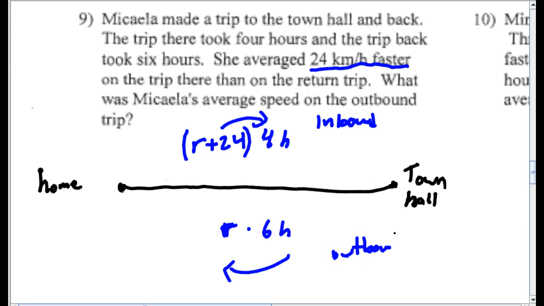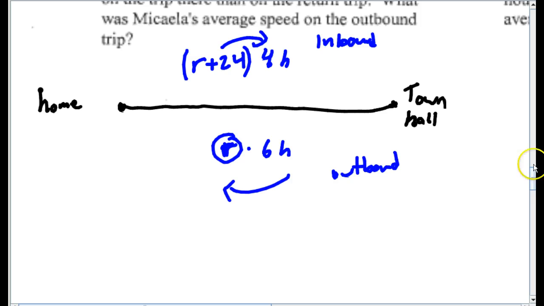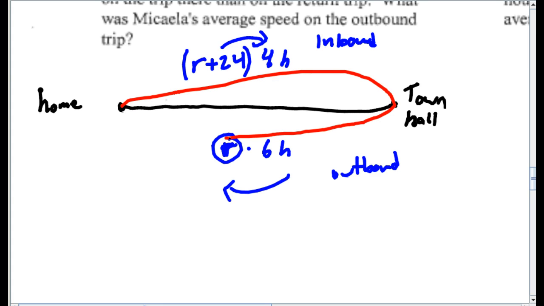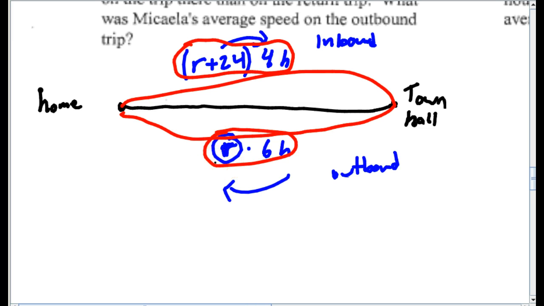Okay, so we need to know just R. Find out what R equals. Solve the equation, find R. So once again, the distance from here to here is the same as the distance from here to here. Distance is rate times time. This rate times time equals this rate times time. Solve the equation. Don't forget your distance.